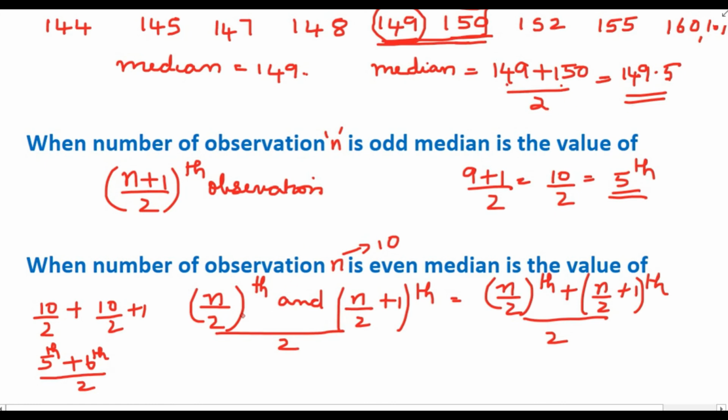So that is why I have written that when number of observations n is even, median will be n by 2th plus n by 2 plus 1th observation divided by 2, or the average of n by 2 and n by 2 plus 1 observation. So these are the general formulas to find out median, because when the number of scores is very large, say like 1500, it is not possible for us to sit and write all the scores and pick out the middle one. You can use this formula, check whether the number of scores is even or odd and apply the formula accordingly.